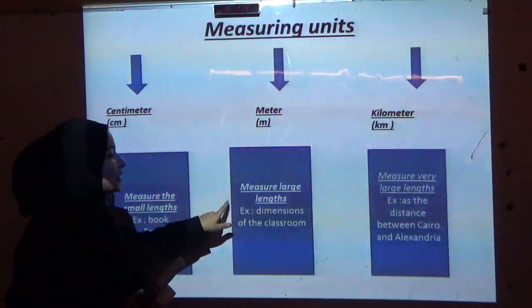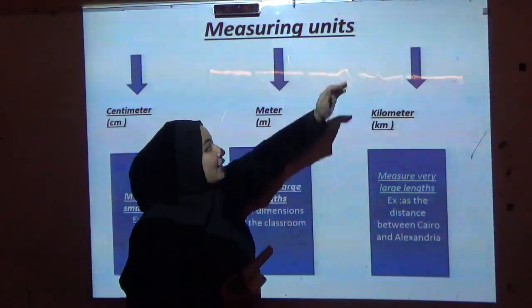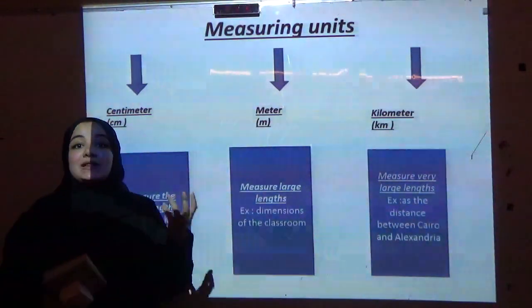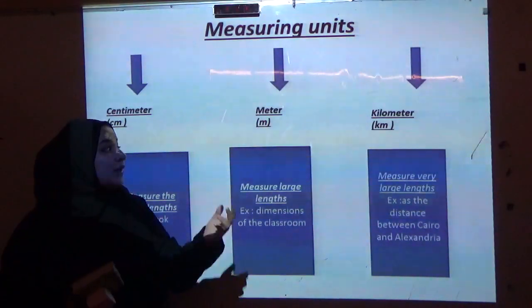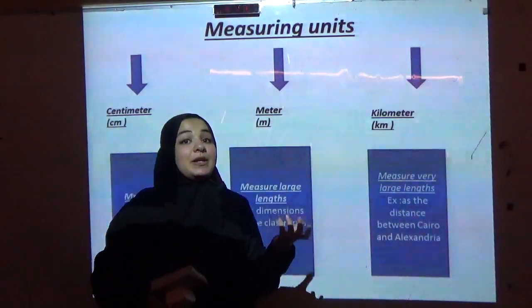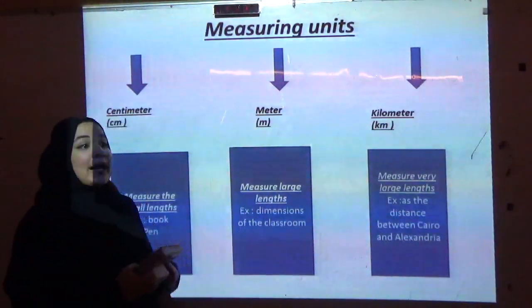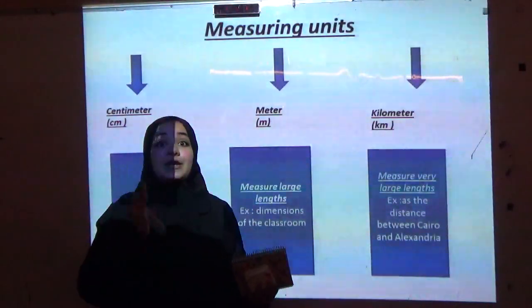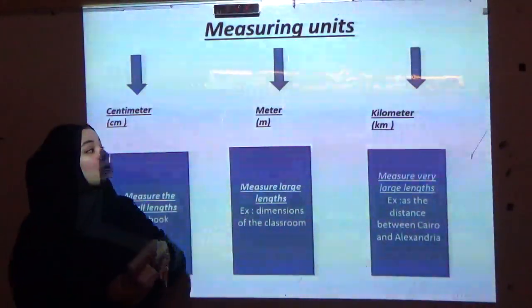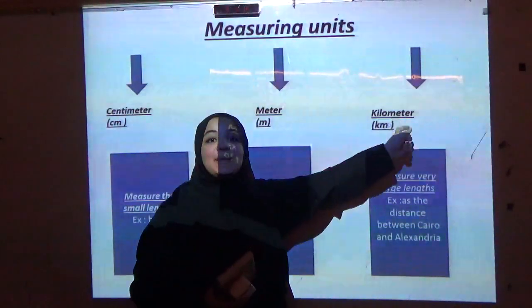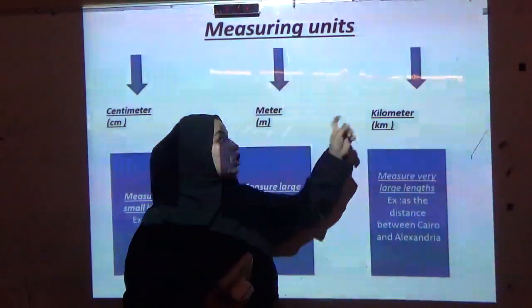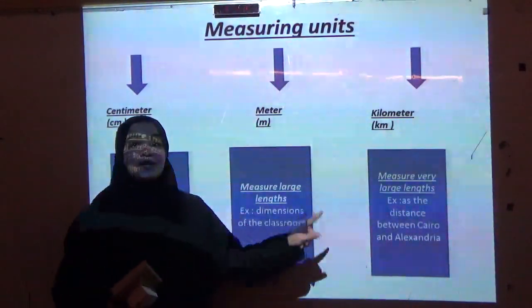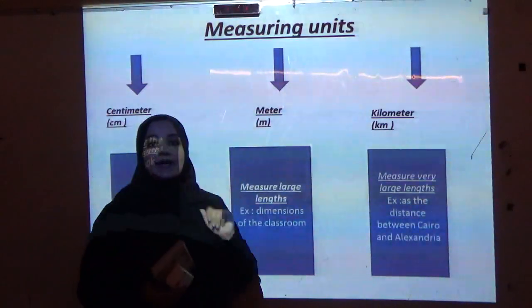Now, if I want to measure a large length, like the room or this whole board, what will its unit be? It will be the meter. Now, if I'm traveling from Cairo to Alexandria, our measuring unit will be kilometer. So kilometer is used for measuring a very large length, for example, the distance between Cairo and Alexandria.